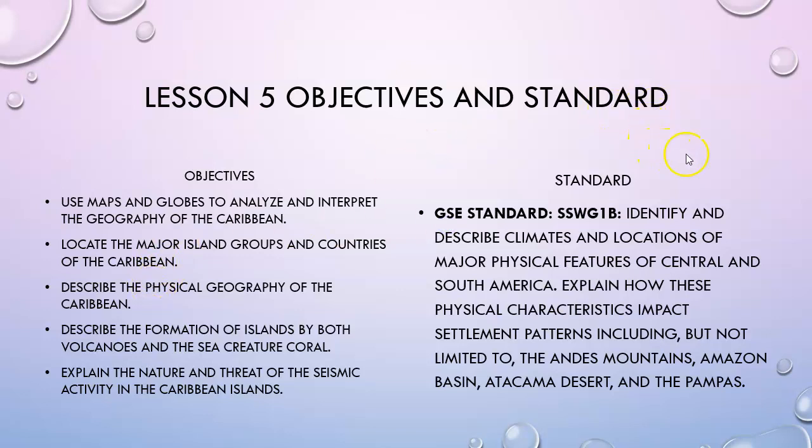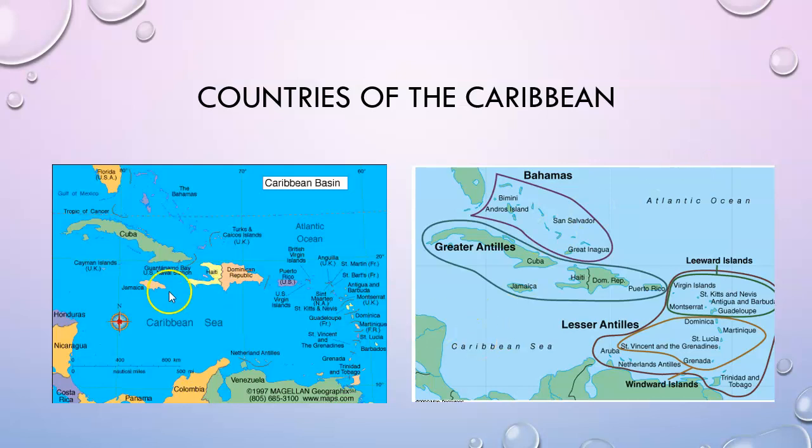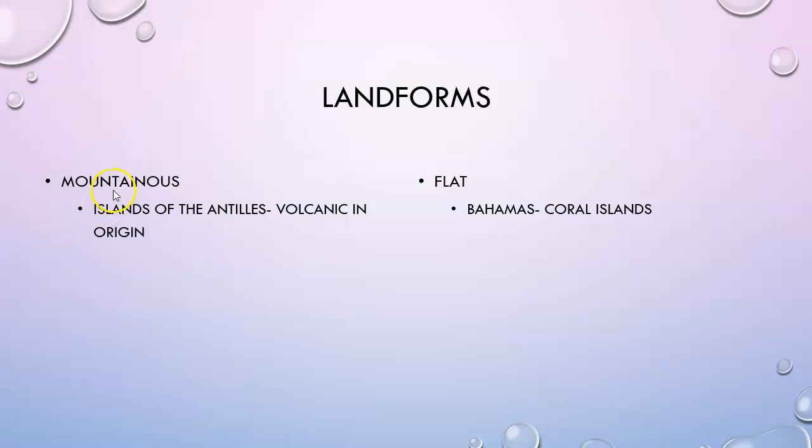And then lesson 5 is the Caribbean. So the Caribbean is made up of these different groups of islands. We have the Bahamas, and then usually they're divided up into the Greater Antilles, which are the larger islands in the Caribbean, and the Lesser Antilles, which are all of these smaller island groups. As far as landforms, the islands in the Antilles groups tend to be more mountainous. They are of volcanic origin, and the Bahamas are more flat islands because they were made from coral.